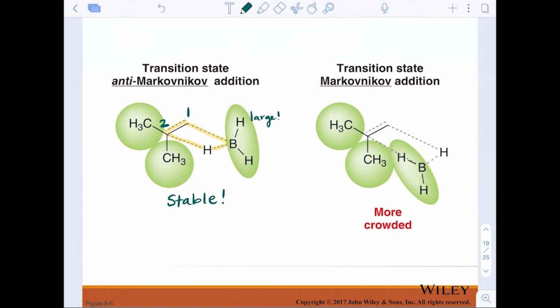The large group BH2 is added to carbon number 1 here because carbon number 1 is less substituted. If we thought about swapping those and putting the large group on the more substituted carbon, carbon number 2, notice that there's all this steric hindrance. These sterics cause high energy transition states. And so we again are choosing a regioselective reaction where boron is added to the less substituted side, and therefore the oxygen is added to the less substituted side in the final product.